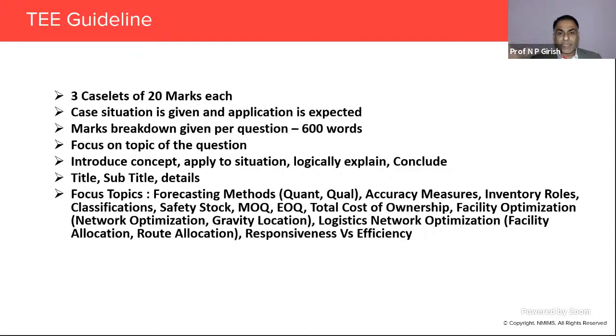If I were to take an example of Samsung, I could be talking about Samsung thinking of moving away from China. They are looking at setting up a facility somewhere in the region, right, to cater to demand of, let's say, India, China, Sri Lanka, Vietnam, near European countries, etc. And I could be asking you to describe the network optimization model and gravity location model and apply them to the situation. Yeah.